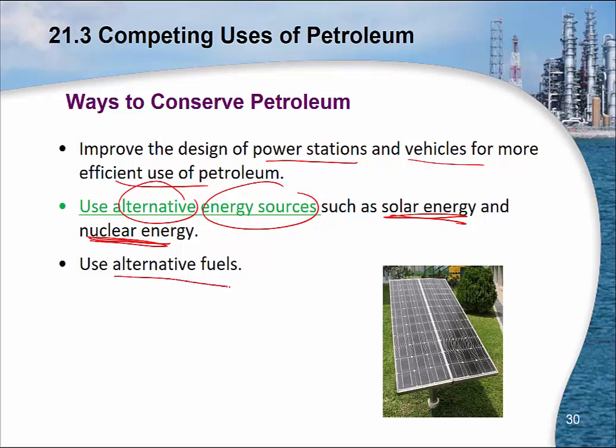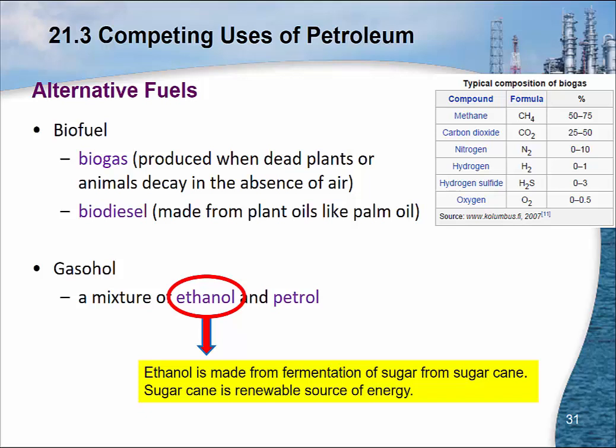You can use alternative fuel also. Alternative fuels are, for example, biofuel. This is just for information. You don't need to memorize all these things, but just have some information. For example, biogas. Biogas is produced when dead plants or animals decay in the absence of air. In fact, methane can be produced from the decay of plant matter.